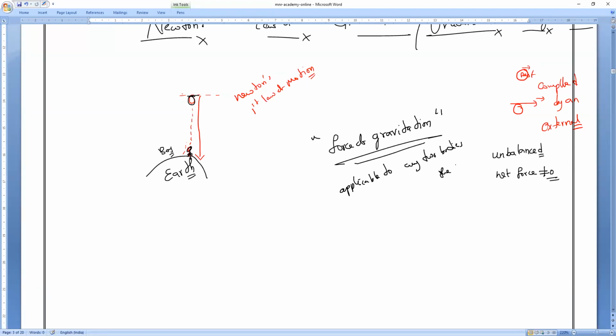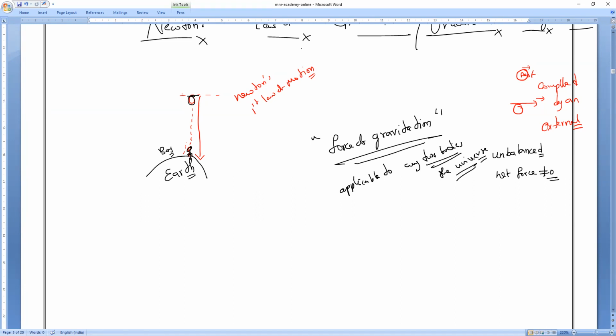Remember, the law describes two things: the magnitude and the direction of the gravitational force. How much force, and what is the direction, between any two bodies in the universe. That is called Newton's law of gravitation, or the universal law of gravitation. It is applicable to any two bodies in the universe. It does not belong to a particular part.